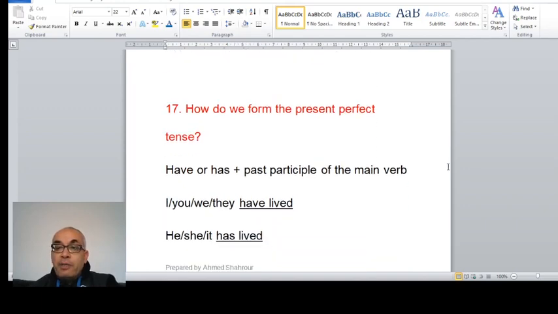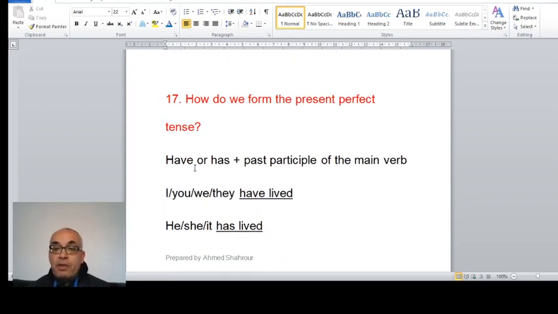How do you form the present perfect tense? Of course, we use have or has plus past participle of the main verb. So I have lived. Have lived is present perfect. You have lived. We have lived. They have lived. Remember, the present perfect has two verbs. What is the first verb? The first verb is have or has. What is the second verb? The second verb is the past participle of the verb.